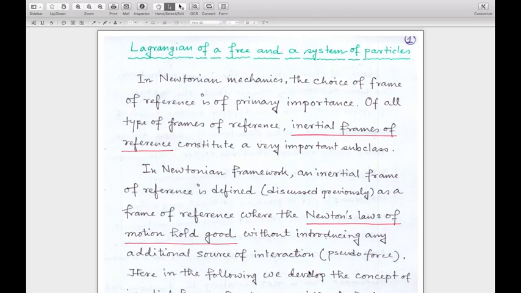Hello. Previously, we discussed the symmetry transformation of Lagrangian and some properties of Lagrangian formulation. We also discussed Noether's theorem in order to relate infinitesimal symmetries or continuous symmetries and corresponding constants or invariants of motion. Now, our objective is to write down the expression of the Lagrangian of a free particle and a system of particles.